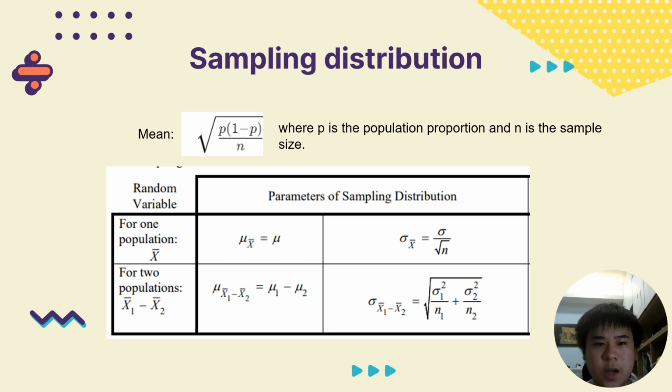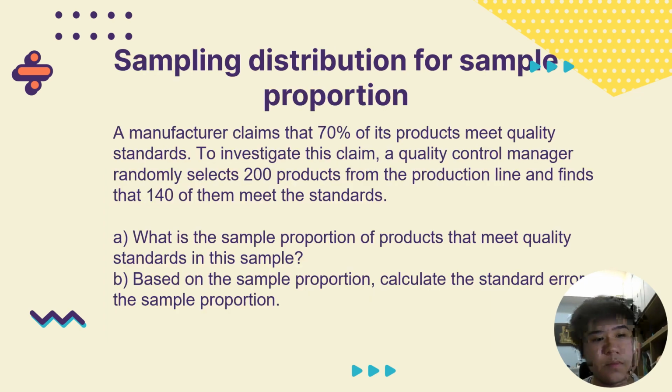Okay, so let's move on to sampling distribution. This is the equation that will be used, and these are given on your formula sheet on your AP statistics exam. There's no need to memorize these. So, sampling distribution for sample proportion. Let's look at an example right away.